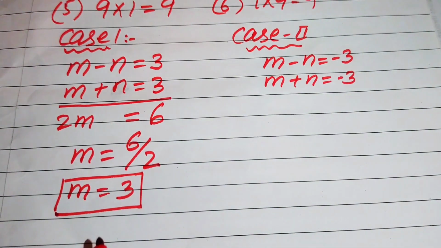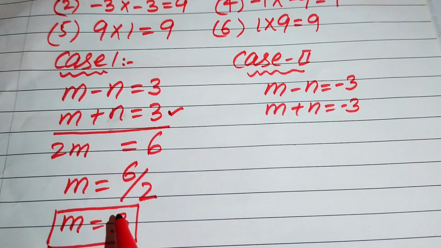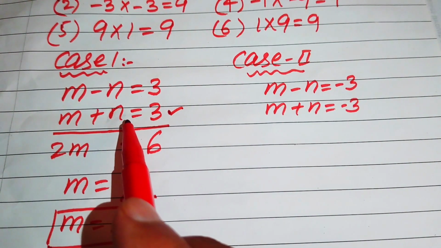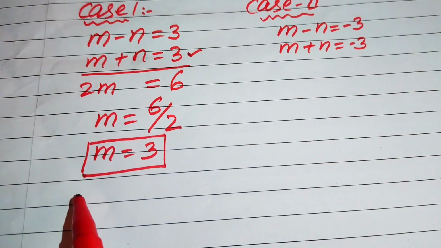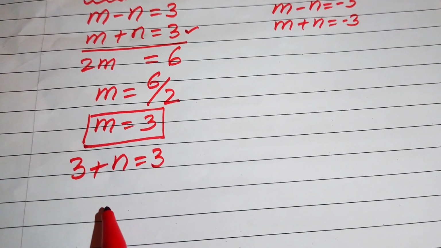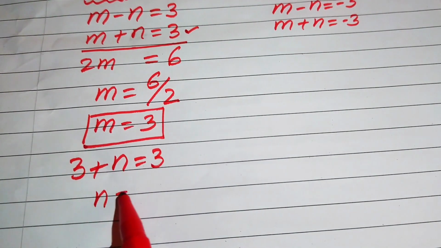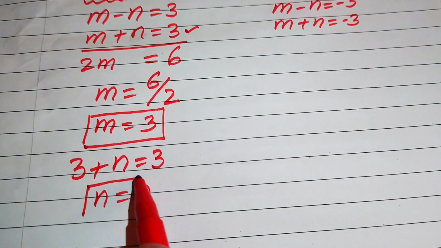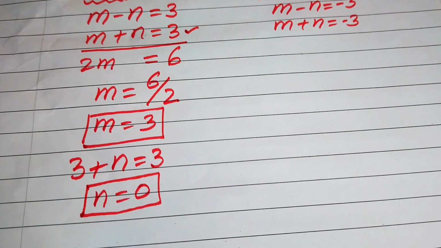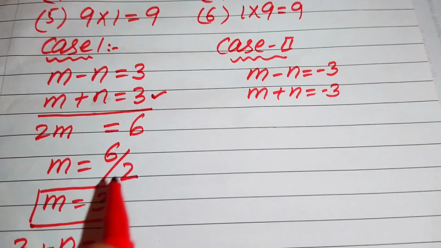So we substitute this value of m in this equation. When you put m equals to 3 here, this will be written as 3 plus n is equal to 3. Here we move this 3 to the right hand side, and it becomes n is equal to 0. So in the first case you get the values of m and n as 3 and 0. And now we solve the second case.